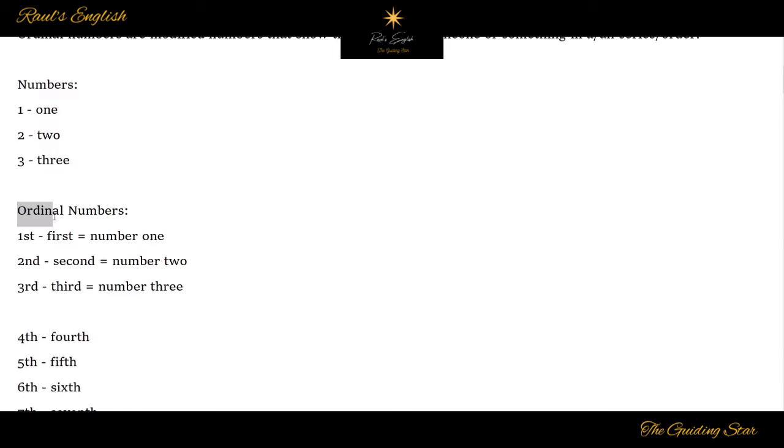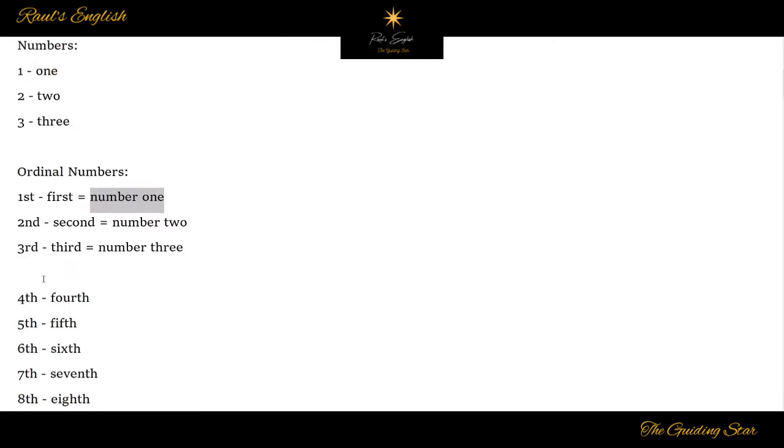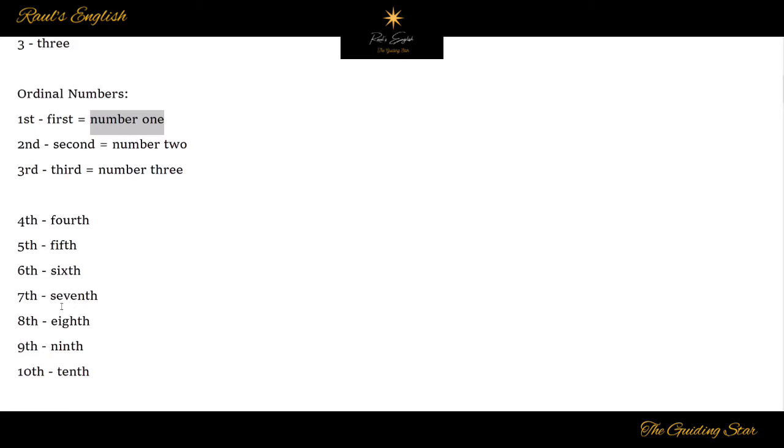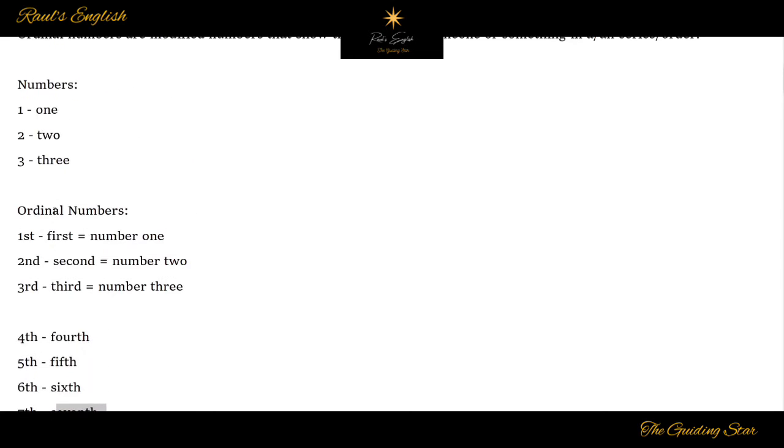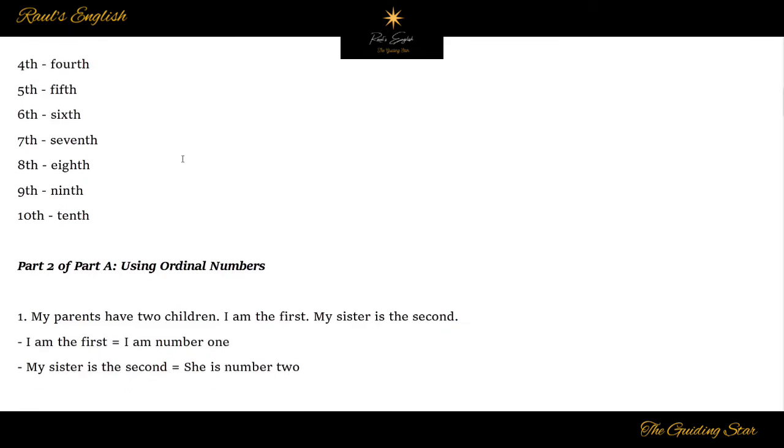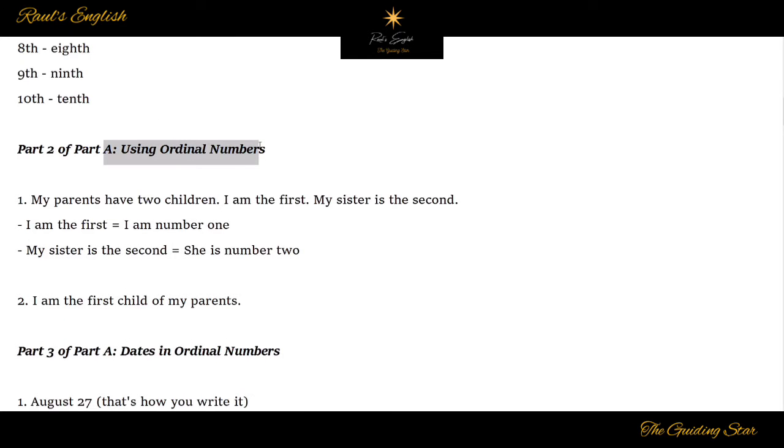However, ordinal numbers are first. First signifies number one. So instead of saying number one, you say first, second, third, similarly fourth, fifth, sixth, seventh, eighth, ninth, and 10th. These are known as ordinal numbers. They show the position of someone or something in a series or in an order. So how do you use these ordinal numbers?